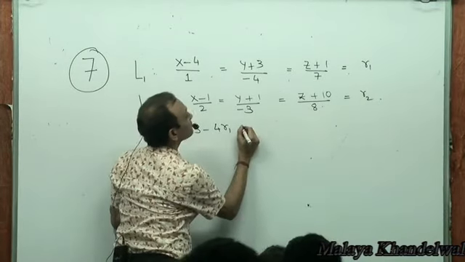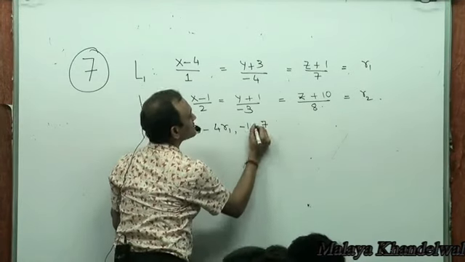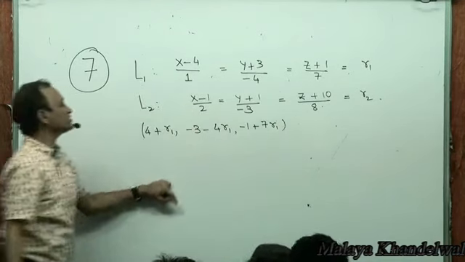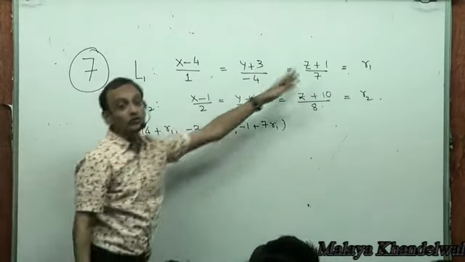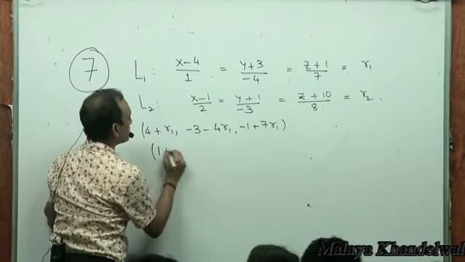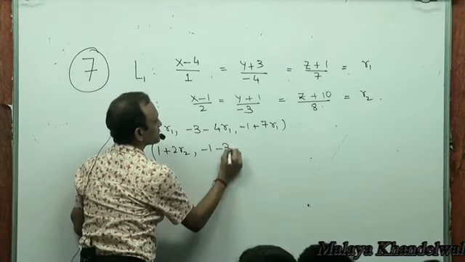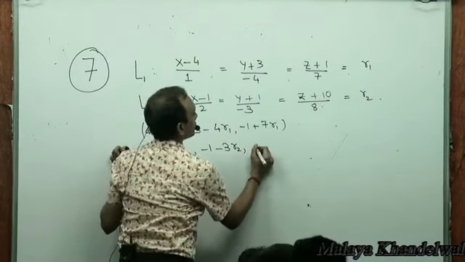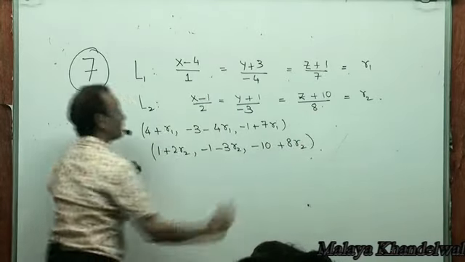And then we have minus 1 minus plus 7 R1 would be the xyz coordinates of the point of intersection. In terms of R1, in terms of R2, the same point xyz is what? 1 plus 2 R2, minus 1 minus 3 R2, minus 10 plus 8 R2, right?